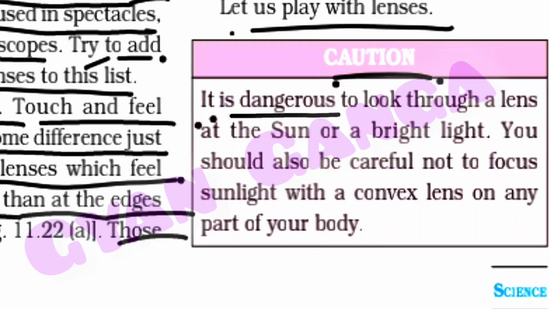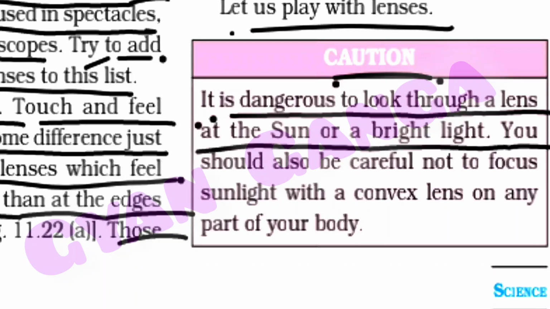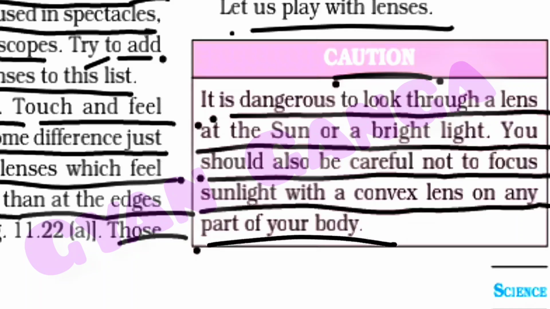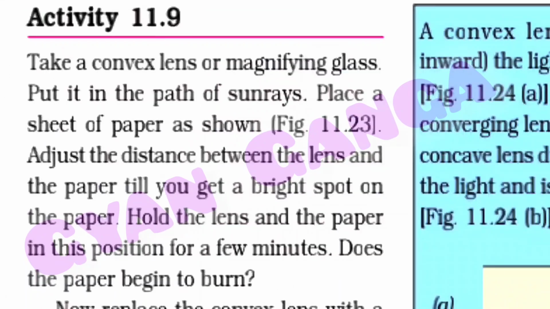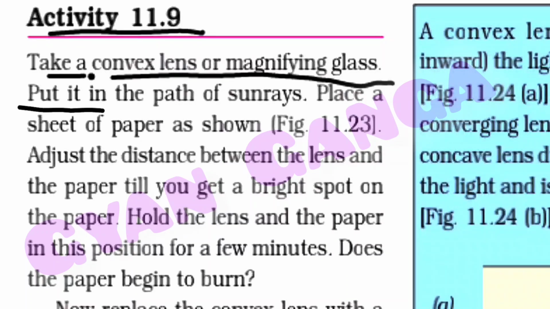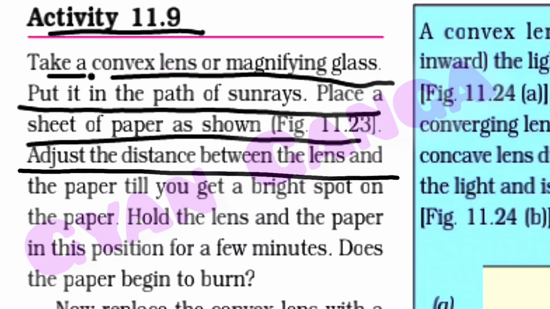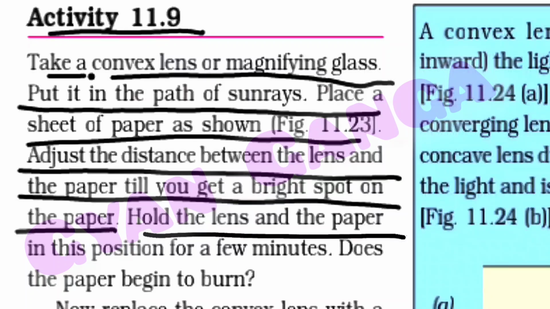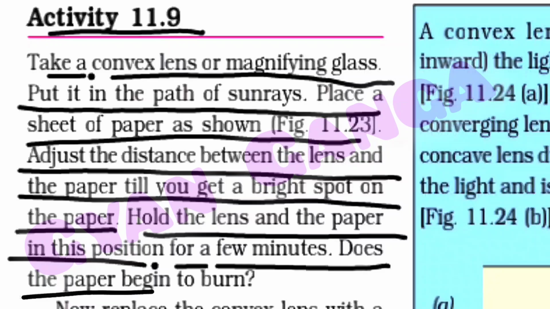Caution: it is dangerous to look through a lens at the sun or a bright light. You should also be careful not to focus sunlight with a convex lens on any part of your body. Activity 11.9. Take a convex lens or magnifying glass and put it in the path of the sun's rays. Place a sheet of paper as shown. Adjust the distance between the lens and the paper till you get a bright spot on the paper. Hold the lens and the paper in this position for a few minutes, as the paper begins to burn. Now replace the convex lens with a concave lens.